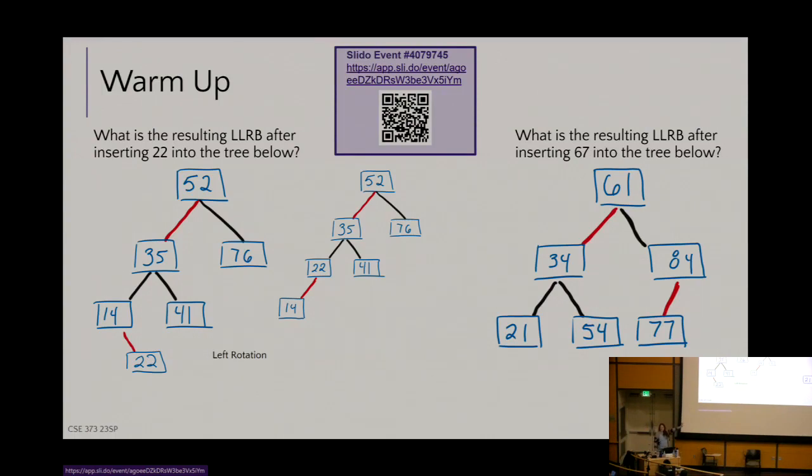Okay, so if we're looking at this one on the right-hand side, I want to insert 67 into this tree. I'm going to insert to maintain the binary search property. Who is going to become the parent of 67 after I insert? You're the only one that raised your hand, so congrats. What's up? 77, absolutely. It's greater than 61, it's less than 84, it's greater than 77, so we're going to put it here. Is this a valid left-leaning red-black tree?